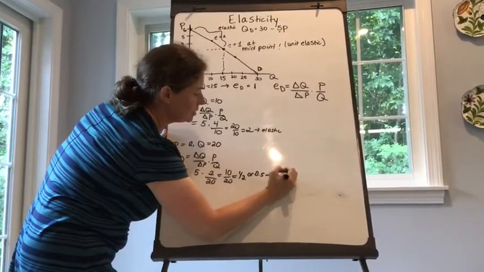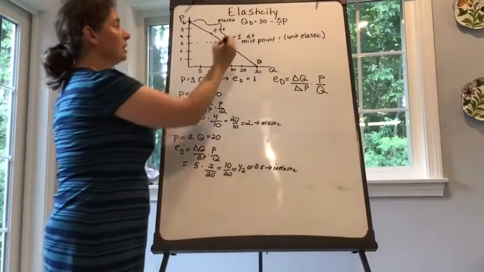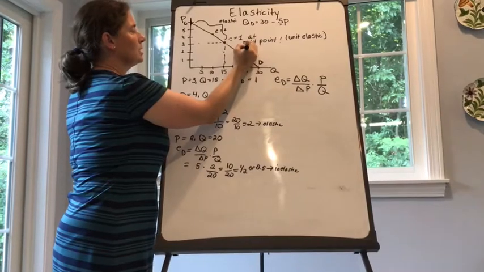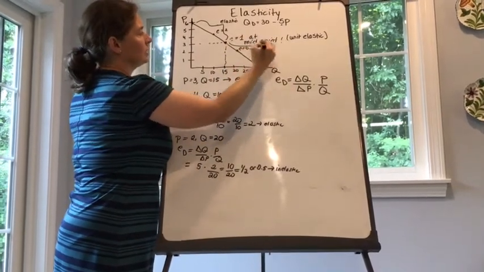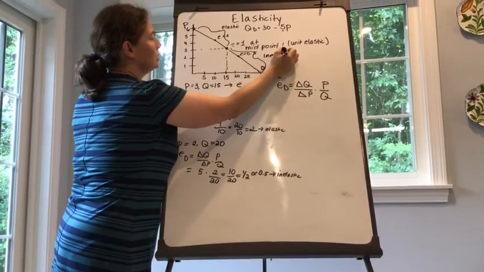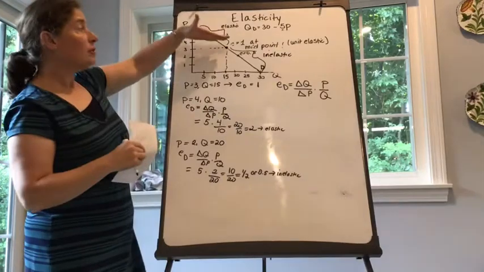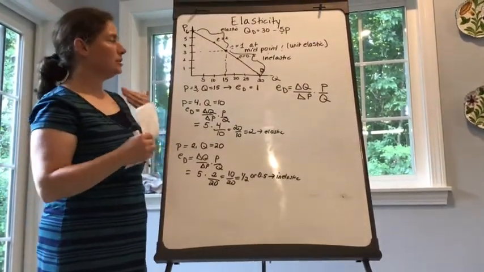Because that's less than 1, demand is relatively inelastic. So we'll write in here that elasticity is 0.5. I'm going to try and draw a somewhat messy bracket and say that demand is relatively inelastic from the lower point, below the midpoint of the demand curve.